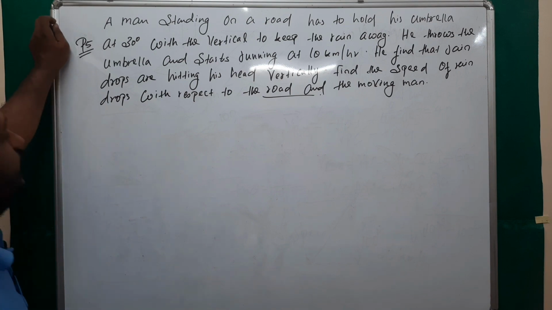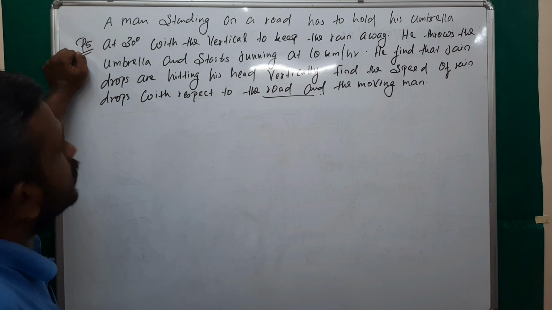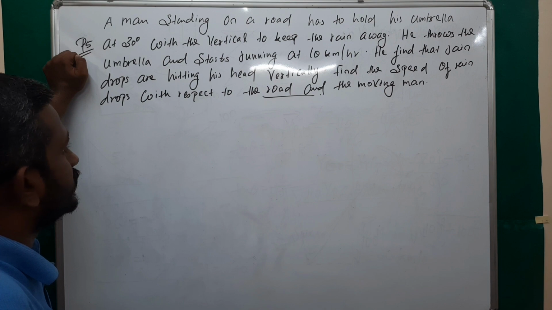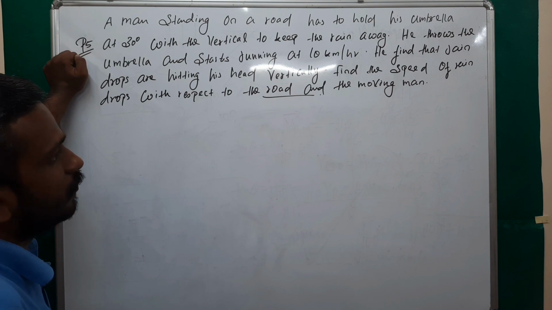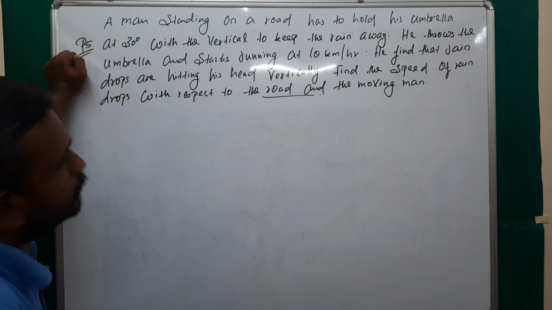So problem number 5. A man standing on a road has to hold his umbrella at 30 degrees with the vertical to keep the rain away. He throws the umbrella and starts running at 10 km per hour. He finds that raindrops are hitting his head vertically. Find the speed of the raindrops with respect to the road and the moving man.